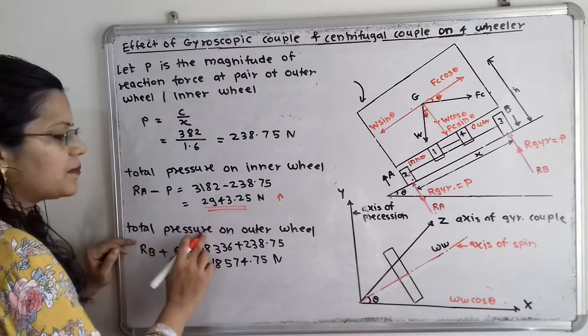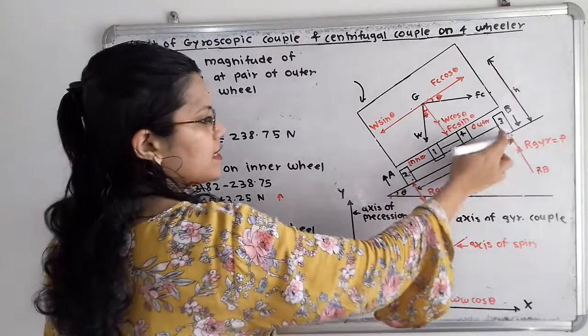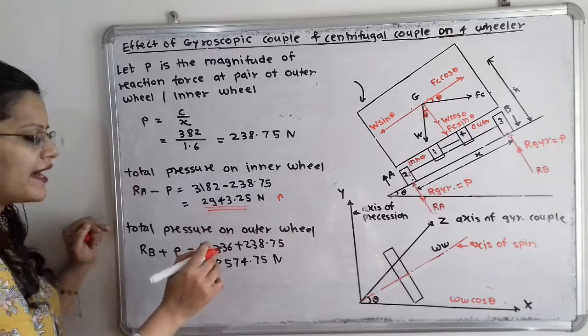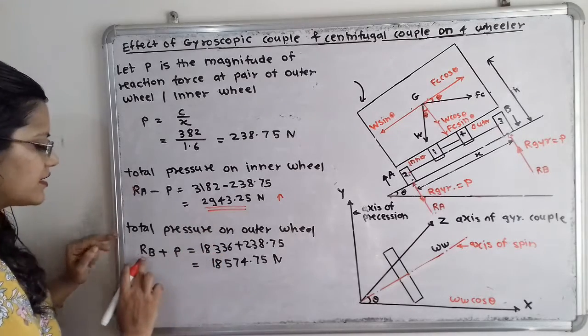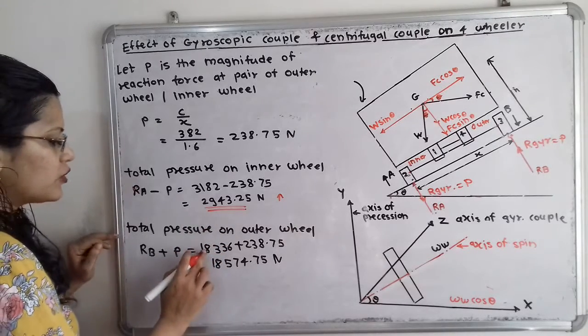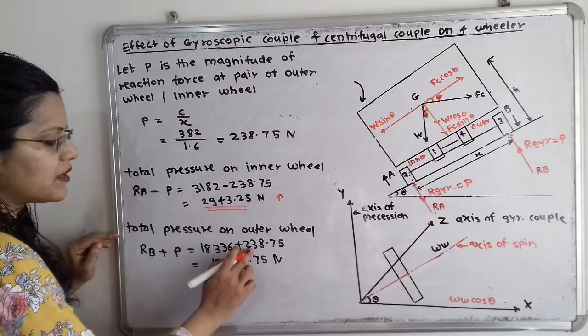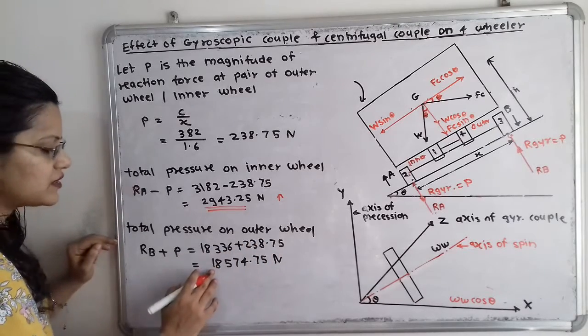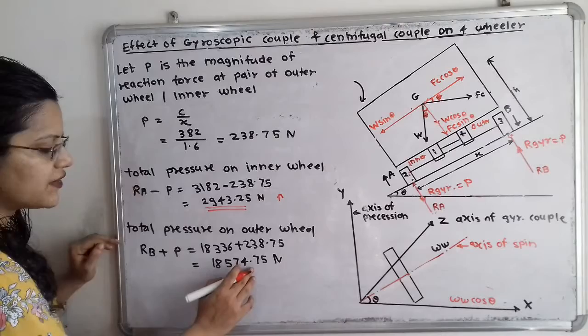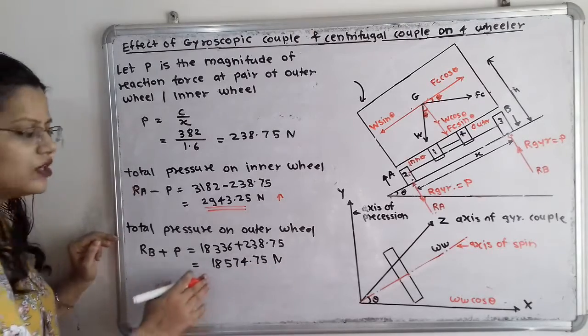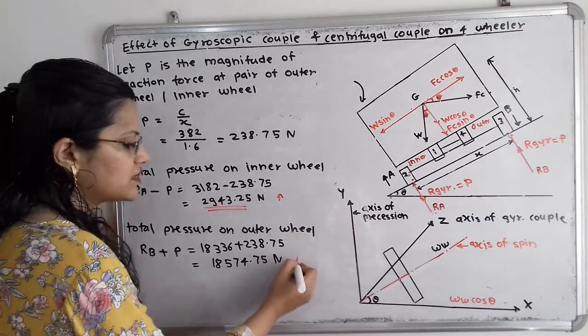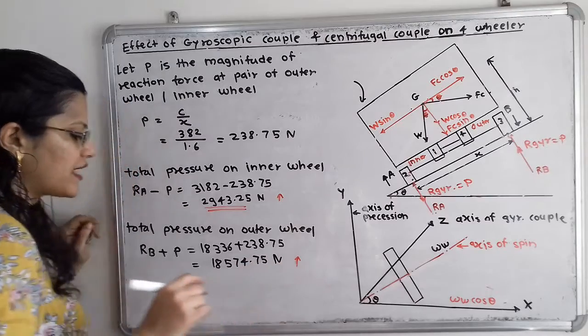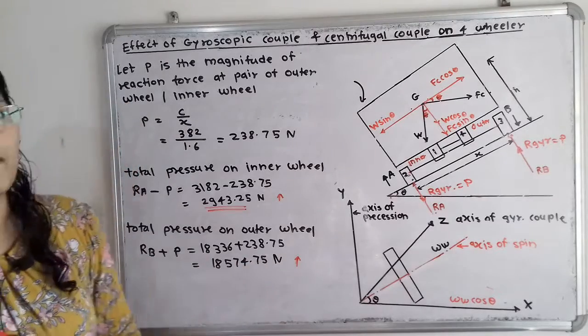And then the total pressure on the outer wheel. Both are in the upward direction, so we have to add them, that is RB plus P. So 18,336 plus 238.75, which is equal to 18,574.75 Newton. Here also both the forces are in the upward direction. So the reaction force we have to show in the upward direction.